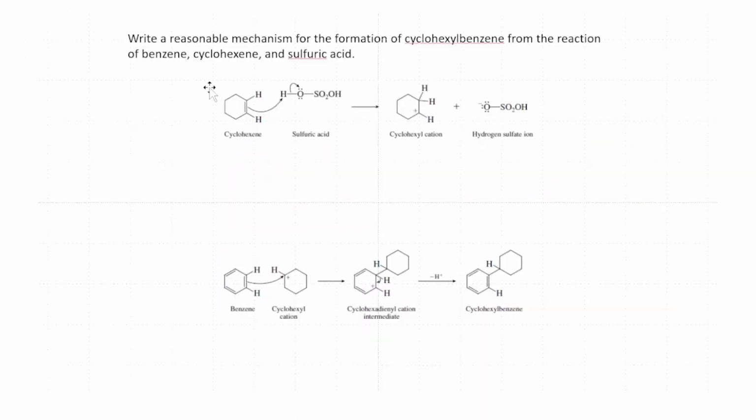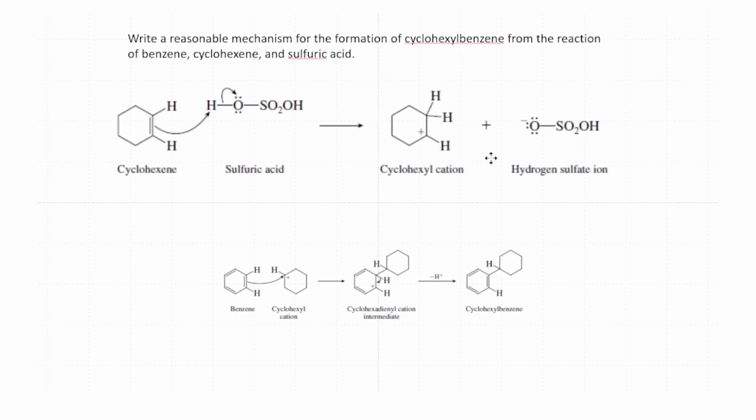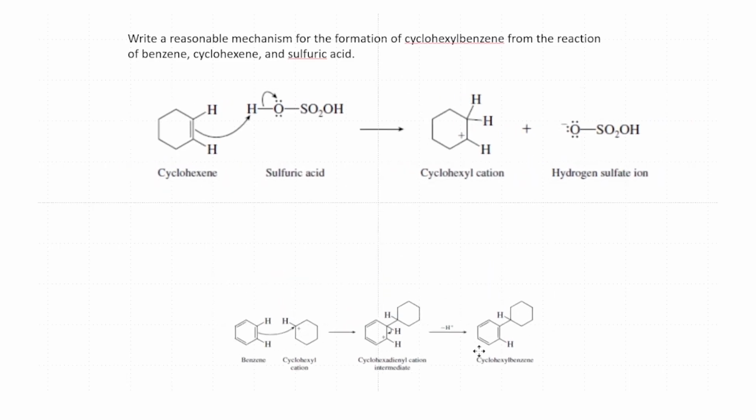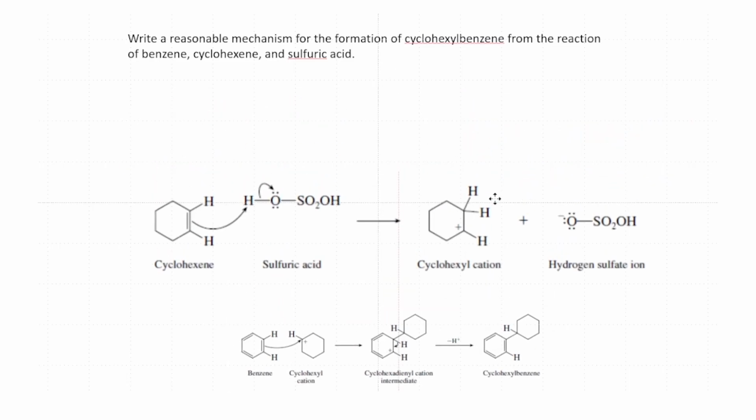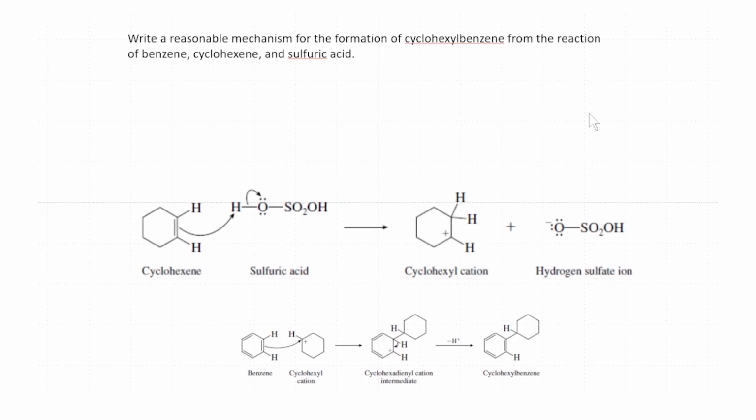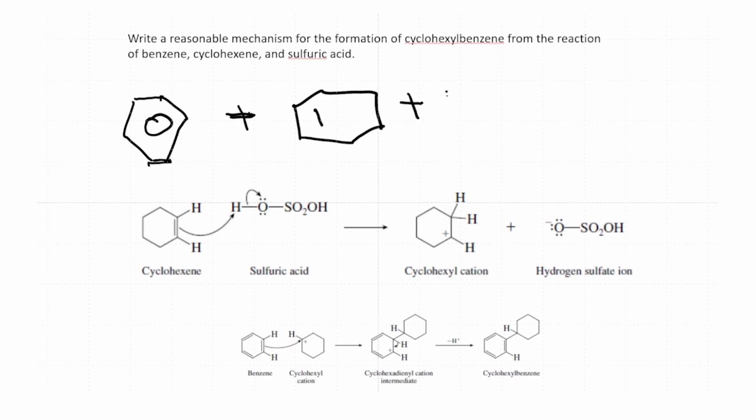Write a reasonable mechanism for the formation of cyclohexyl benzene from the reaction of benzene, cyclohexene and sulfuric acid. So the question here is that we start with benzene plus cyclohexene and H2SO4. What is the product that is formed under these conditions?